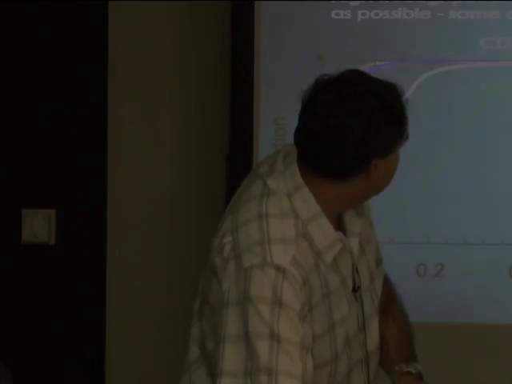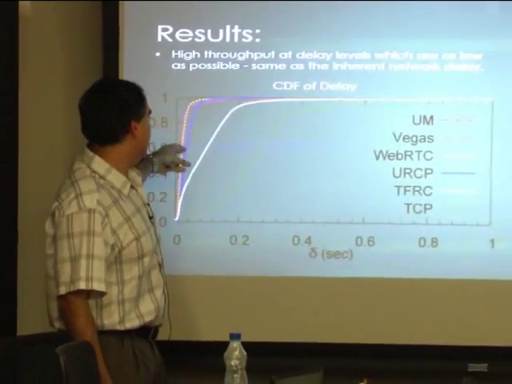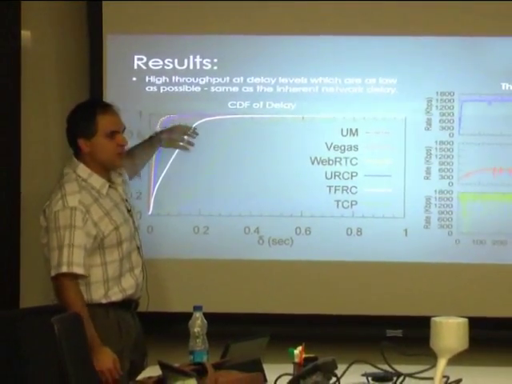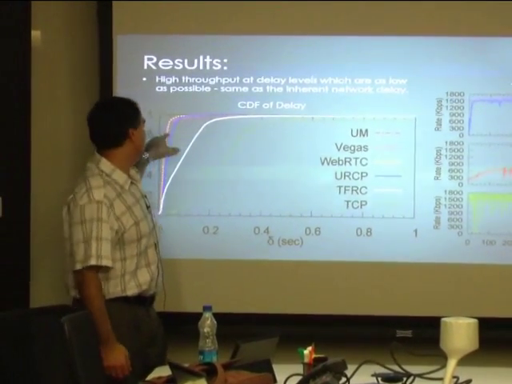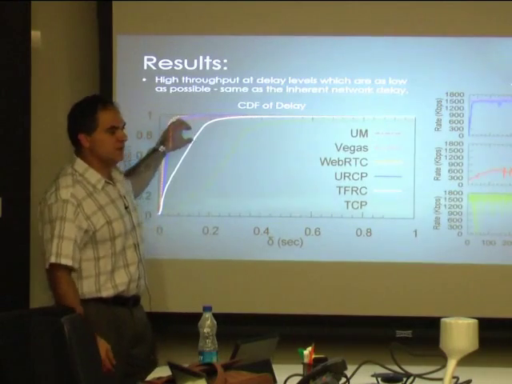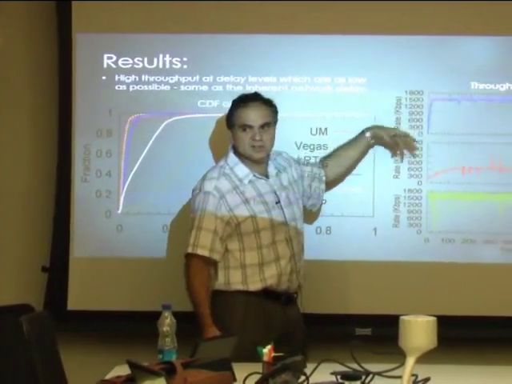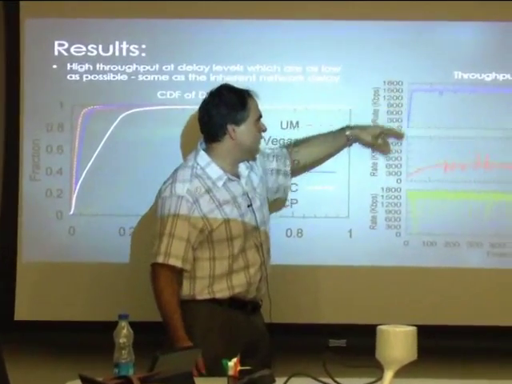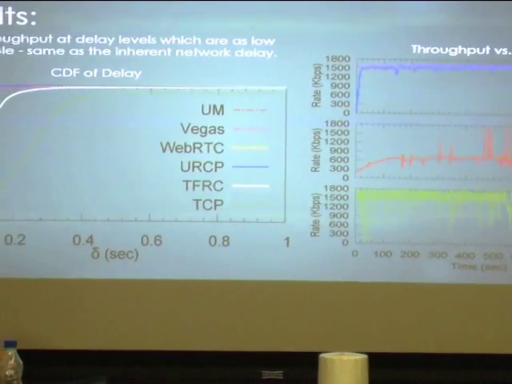So this is just more results showing the overall CDF of delay. This shows that URCP's delay profile, not just the average delay and the 90th percentile delay, but the entire distribution of delay, is close to what delay-based protocols can give you. And this shows you throughput versus time. And then regarding the fairness thing.